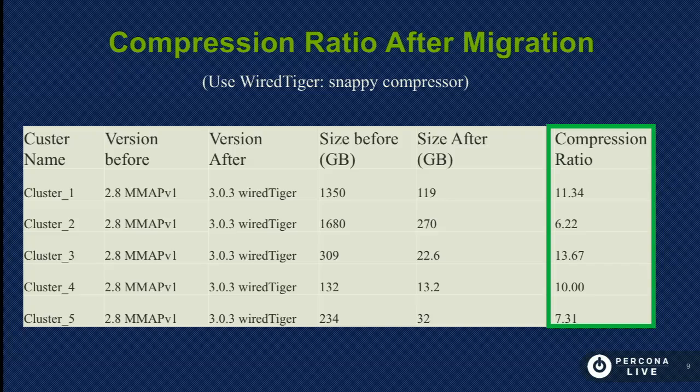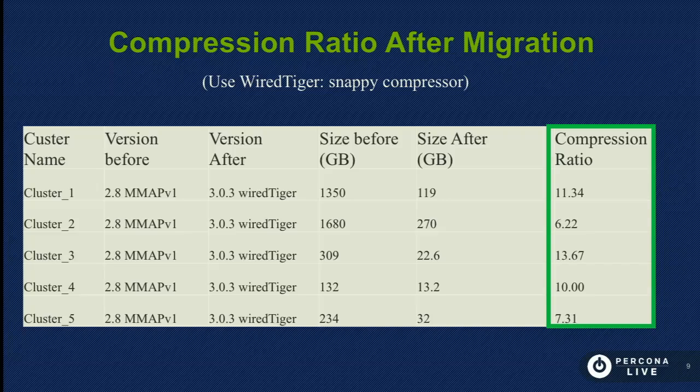So this is the compression ratio after migration. Here we use the Snappy compressor. I chose 5 clusters here. Before, it was version 2.8 mmap, and after, version 3.0. So the size before, and the size after. We can see the compression ratio is really big, from about 1 terabyte dropped to 100 gigabytes. So wiredTiger really gives us a lot of space.